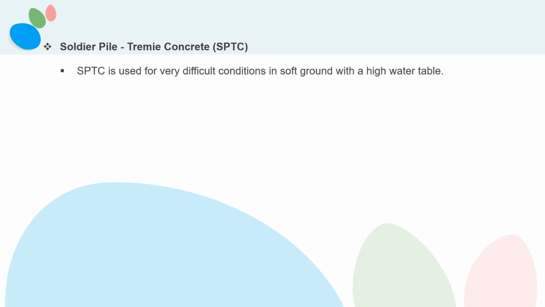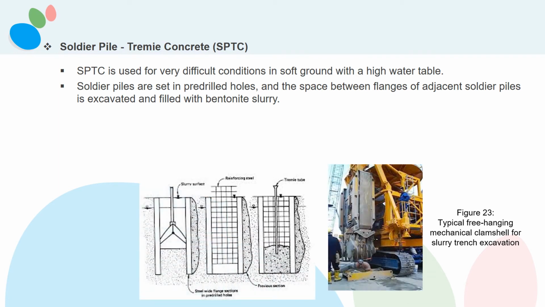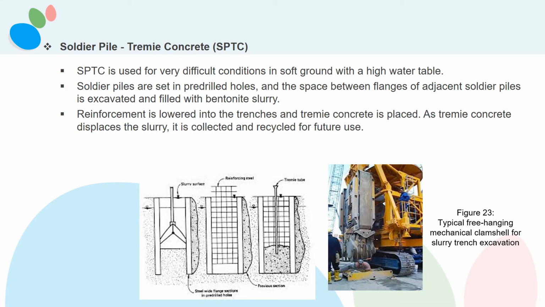2. Soldier pile, tremie-concrete, SPTC. SPTC is used for very difficult conditions in soft ground with a high water table. Soldier piles are set in pre-drilled holes, and the space between flanges of adjacent soldier piles is excavated and filled with bentonite slurry. Reinforcement is lowered into the trenches and tremie-concrete is placed.